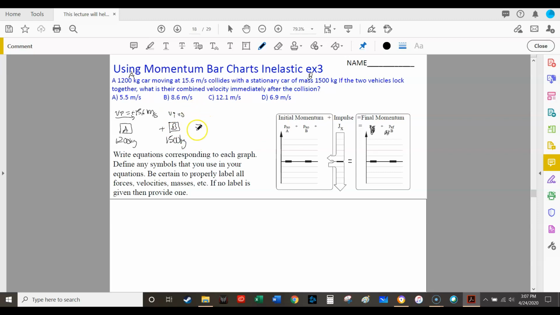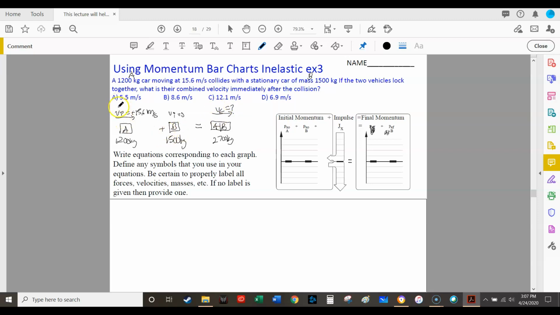So the equal sign is the impact, and A and B are now moving together. They're locked together, and they're a total of 1,200 kilograms plus 1,500 kilograms, which is 2,700 kilograms. Sounds good. And they're going to be moving together with some unknown velocity after the collision.